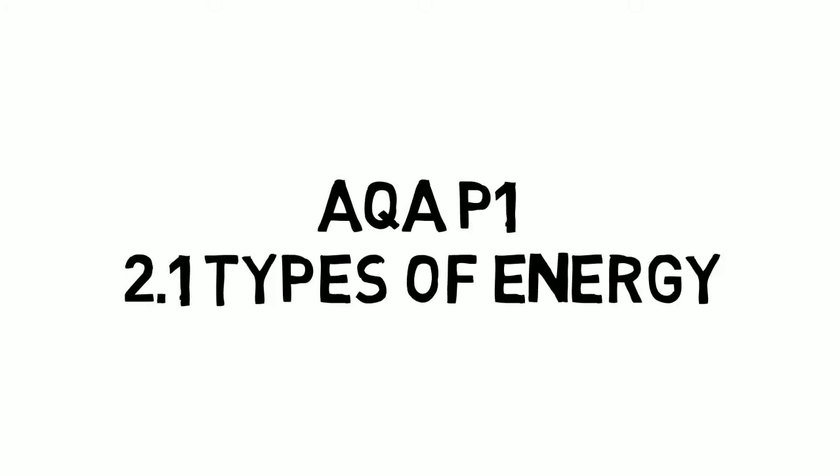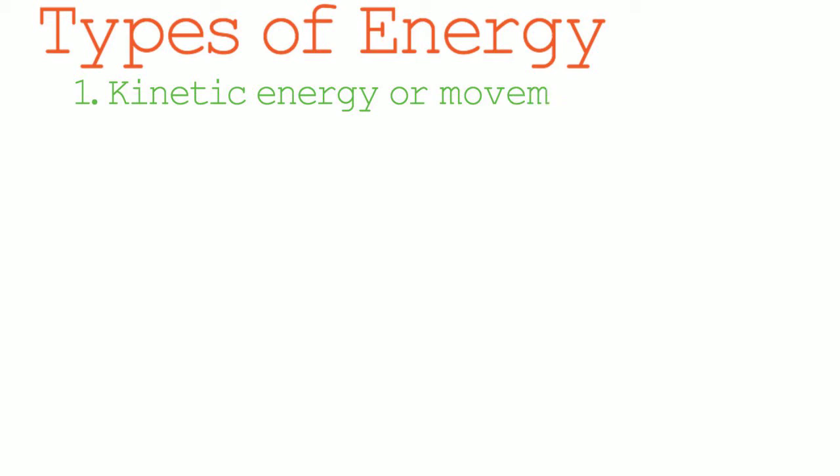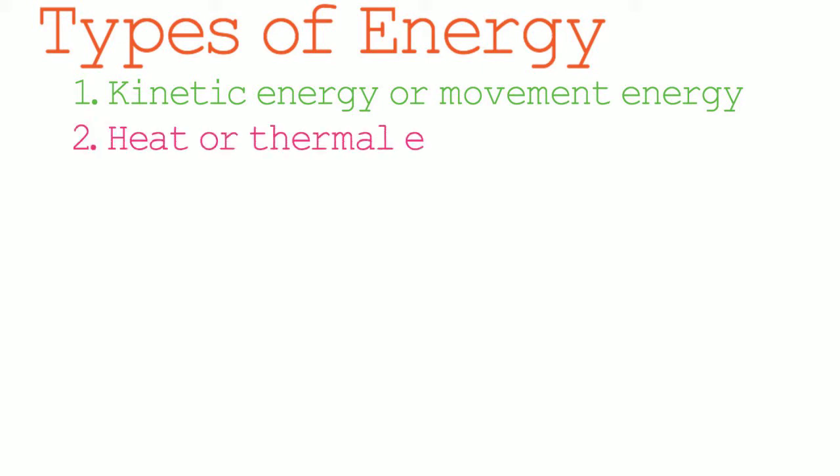Hi, this video is about different types of energy. Here we have a variety of different types of energy. The first one is kinetic energy or movement energy, and this comes from anything that moves. The next one is heat or thermal energy, and this is the energy that moves from hot objects to colder objects.